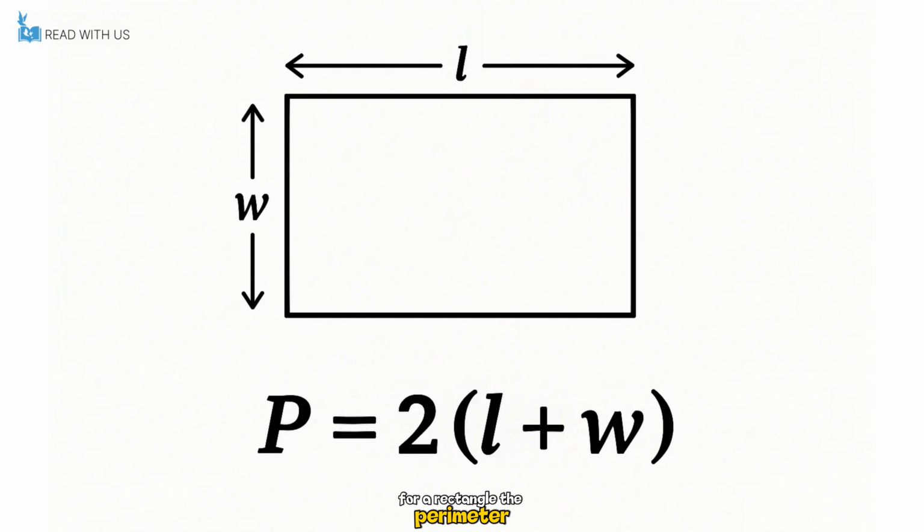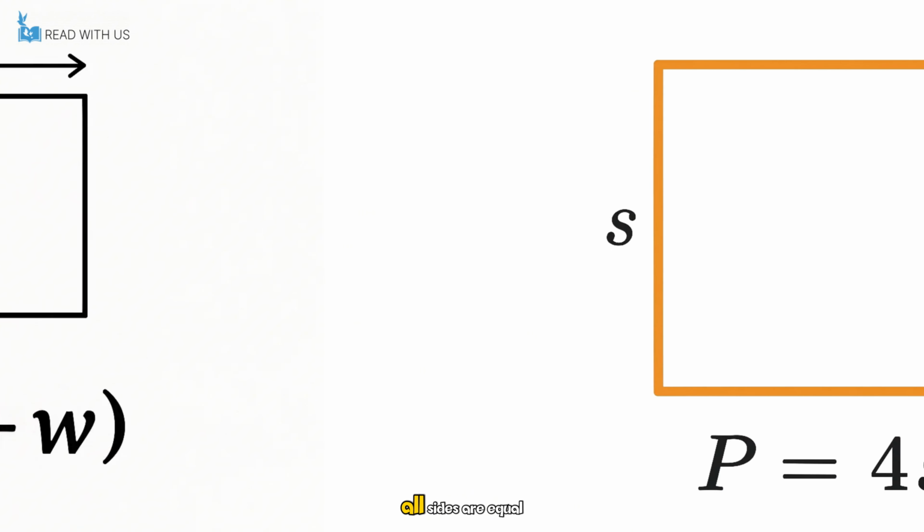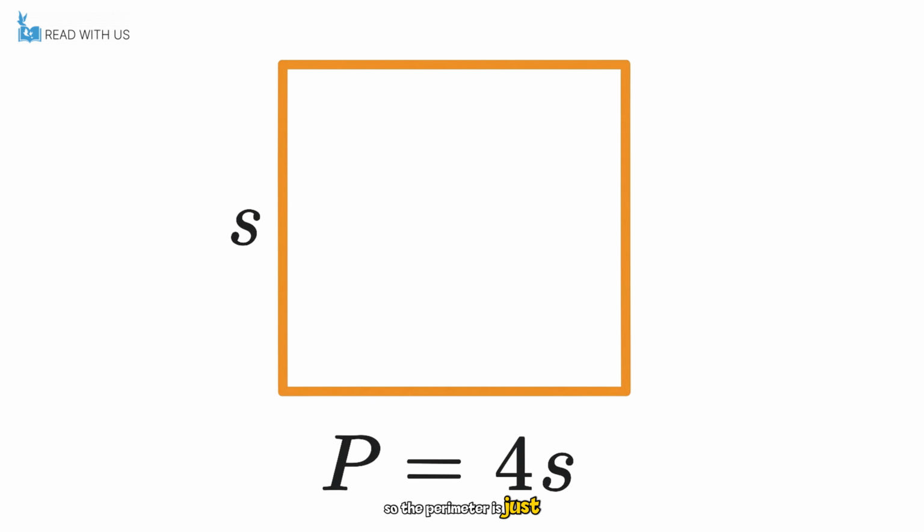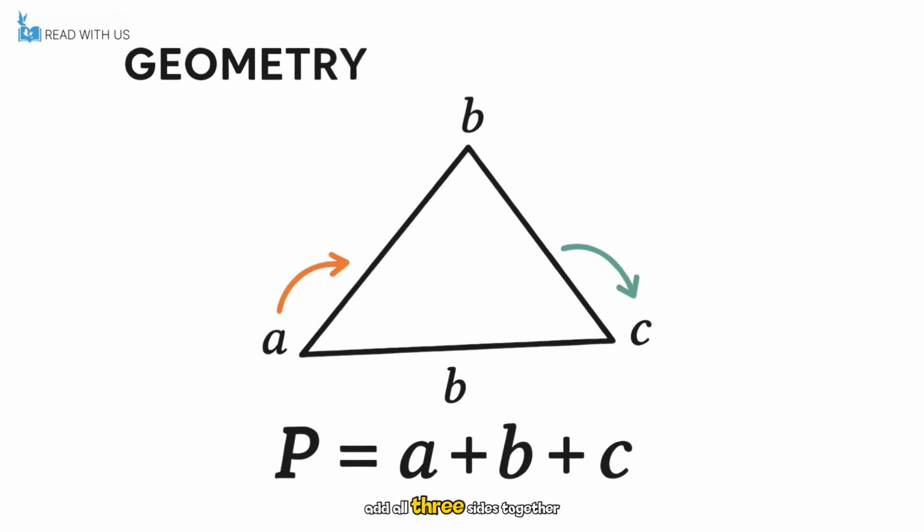For a rectangle, the perimeter is found by adding up all four sides. Since a rectangle has two equal lengths and two equal widths, the formula is P = 2 × (length + width). For a square, all sides are equal, so the perimeter is just 4 × side length. For a triangle, you simply add all three sides together.